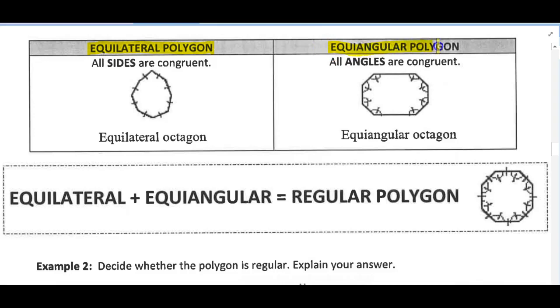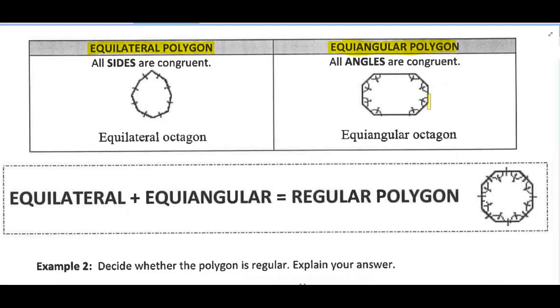Now let's move over here. Equiangular polygon. Okay, all angles are congruent. So over here, our tick marks show that all 8 of our angles are equal, but we can clearly see that some sides are longer than the others. So that would be equiangular.